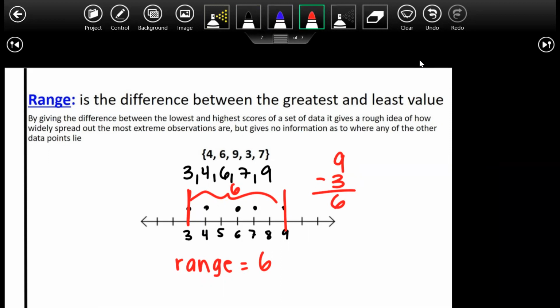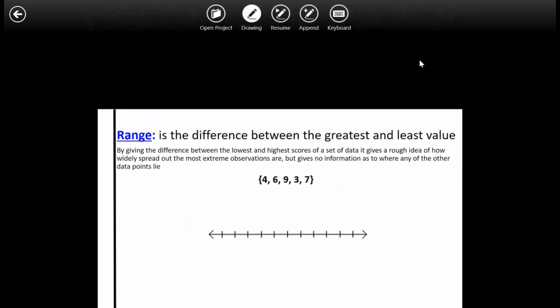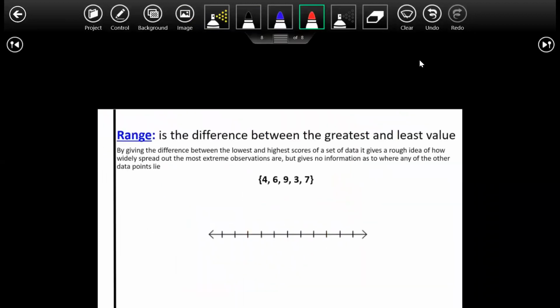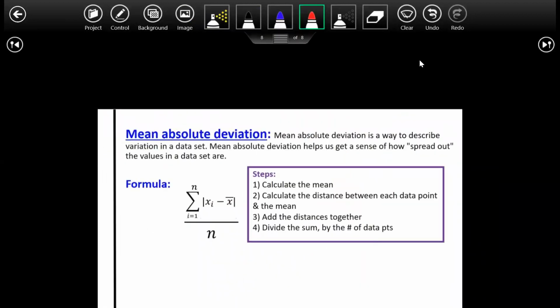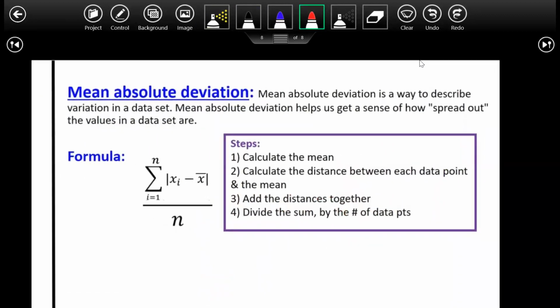Okay. Now, looking at this next part here. That's for the first part, yeah. That's easy. That's the range. Now, this next part, please pay attention to this. The mean absolute deviation is a way to describe the variation in a data set. The mean absolute deviation, I'm also going to refer to this as the MAD, helps us get a sense of how spread out the values are, how spread out the data points are.